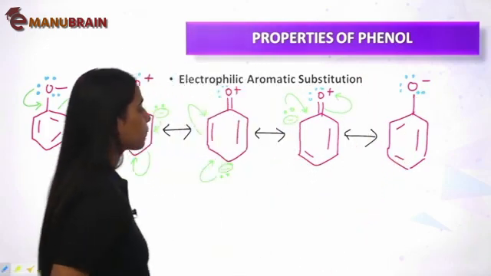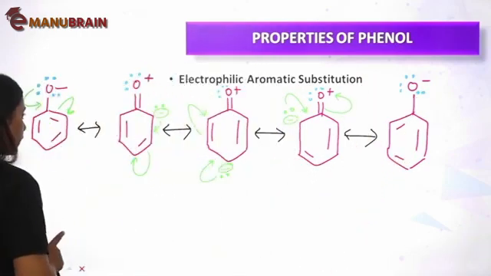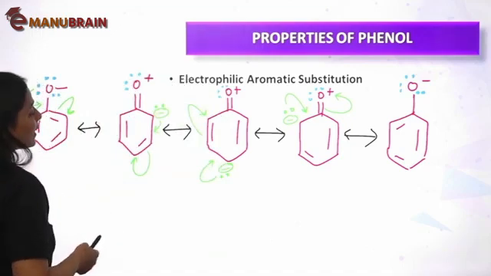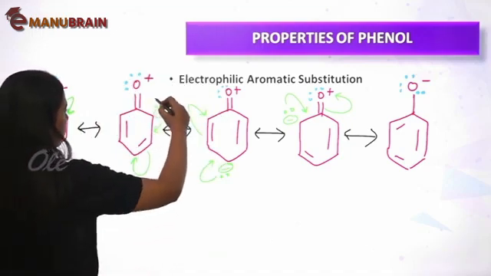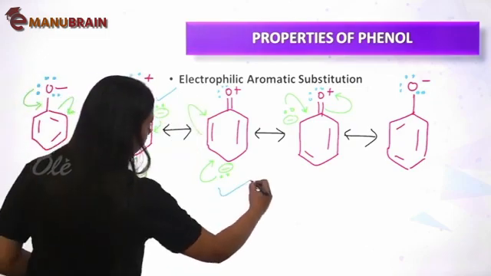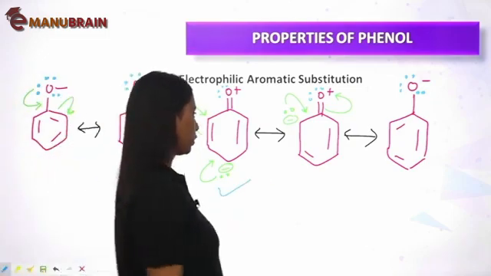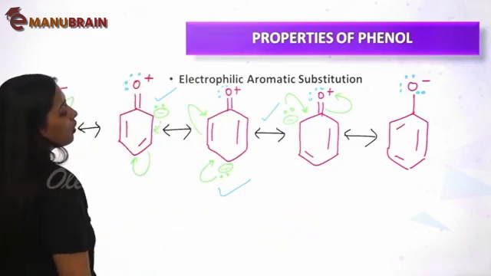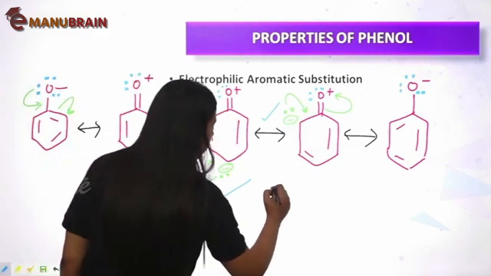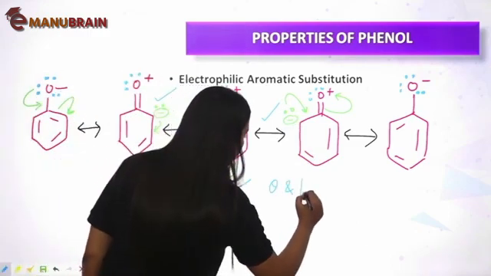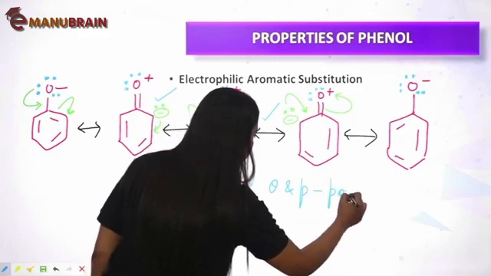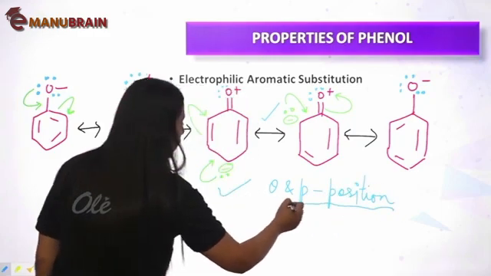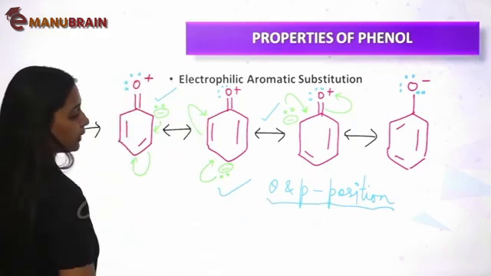In this manner. So from here you can see that electron density is rich at which position? This second position, and this fourth position, and then again this sixth position, right? So this is known as your ortho and para positions, and that is why the incoming electrophile comes and attaches at this position.